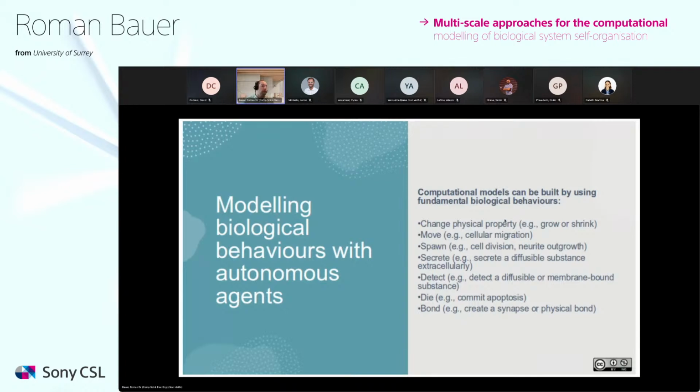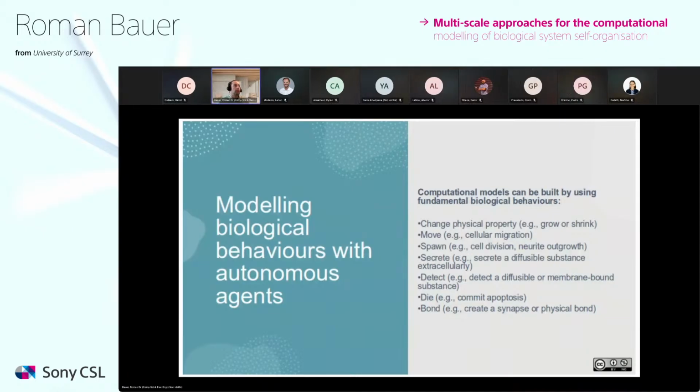Well, one behavior would be for an agent or a cell body, for example, to change its physical properties. For example, it can increase in size, it can shrink, it can change maybe its adhesive properties and so on. So this is a rather generic behavior, but it is still I think a good kind of elemental behavior. Then we have the behavior of move. So cells can, for example, migrate by sensing chemicals, so they can change their location essentially.